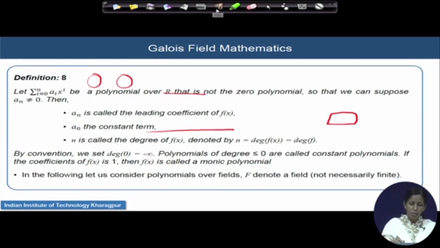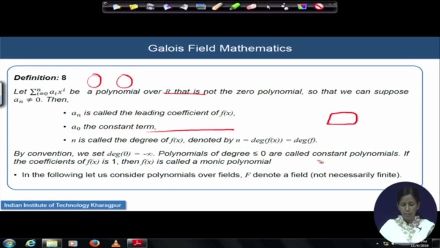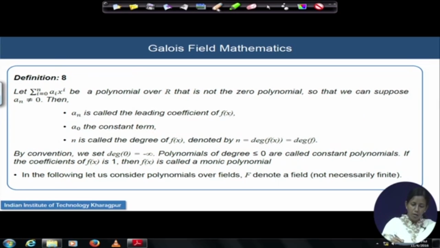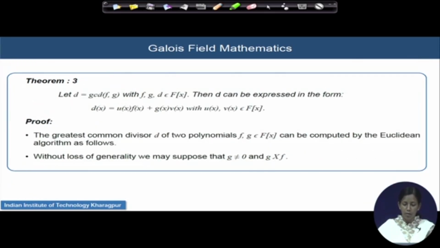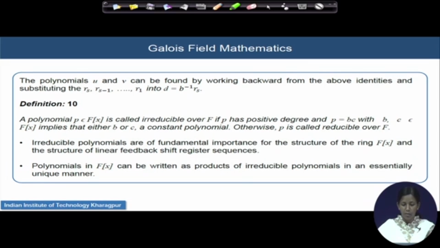So, the constant polynomials were defined where the degree will be less than or equal to 0, and with that understanding, if the situation is that p is equal to b into c, where b and c both are constant polynomials, then it will be true that p cannot be divided, it is irreducible over that field capital F, and otherwise you could reduce it.